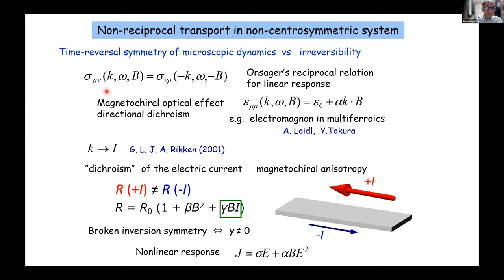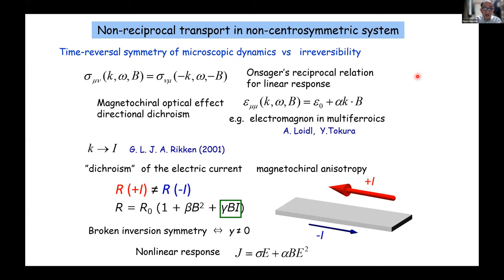For example, if you break both the time reversal and the inversion symmetry, you could have the so-called magneto-chiral optical effect, namely the diagonal part of the dielectric function contains a term K dot B. Actually, this happens in the electromagnon in multiferroics, where both the time reversal and the inversion symmetries are broken. So up to now, we are talking about the linear response functions.